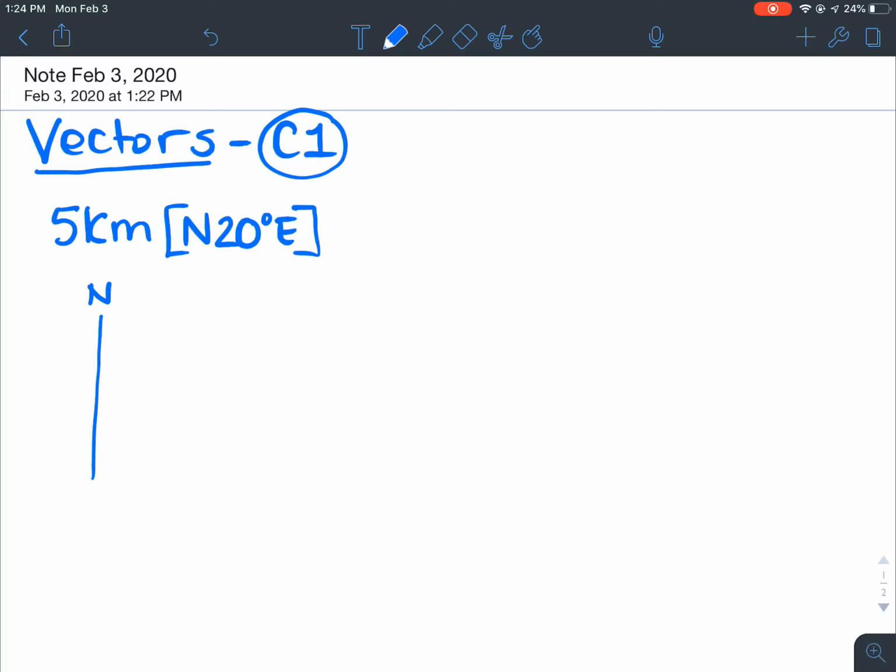We always do north pointing up like that, then east, south, and west. If we're going north first, and then we go 20 degrees towards the east, it's going to look like a vector that looks like this. So this would be 20 degrees. This down here would be 70, because we know that's going to add to 90. And then we know the length of this vector is 5 kilometers. That's the magnitude. So that's how we could draw a geometric vector.